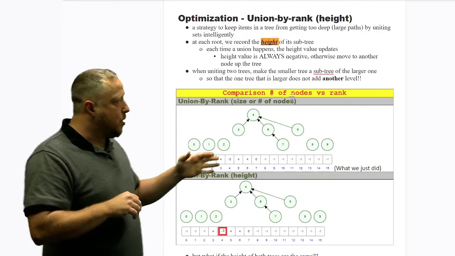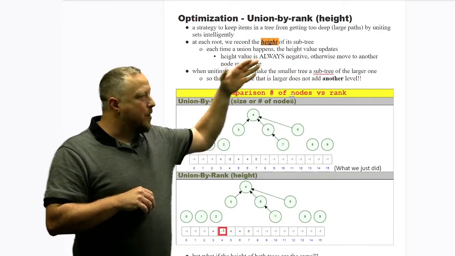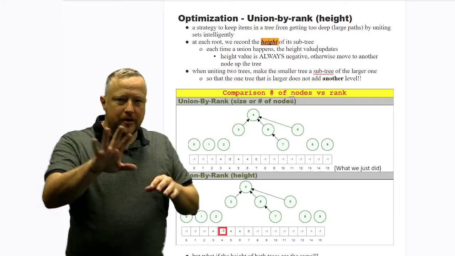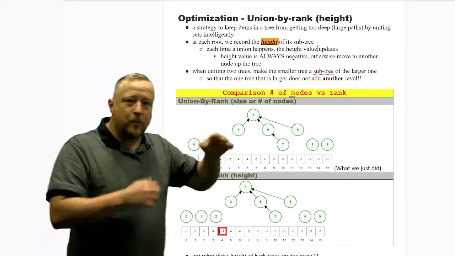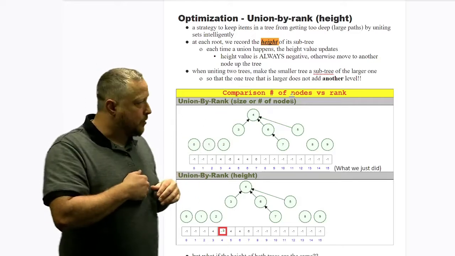Now here's the other interesting part. The height value is always negative. And I'll show you that here in an example, so bear with me for a moment. If it's not negative, then we know we need to move to that particular node.